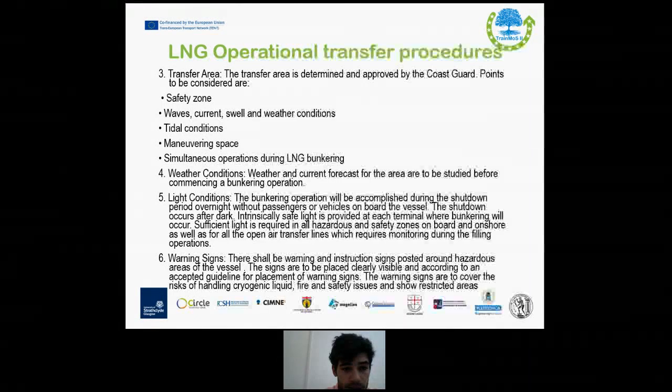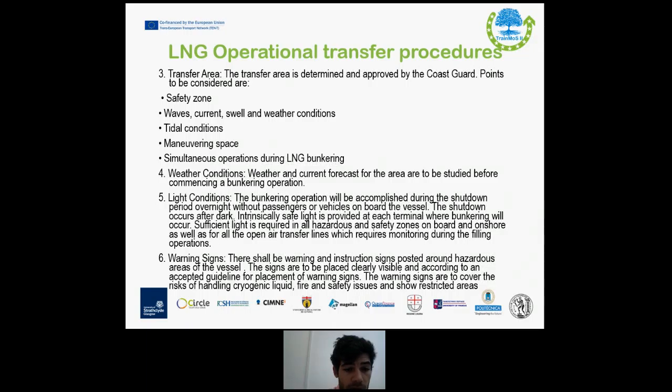Thirdly, we have the transfer area. The transfer area is determined and approved by the Coast Guard. Points to be considered include the safety zone, the waves, the current, swell and weather conditions, the tidal conditions, the maneuvering space or turnaround space, and simultaneous operations during LNG bunkering.